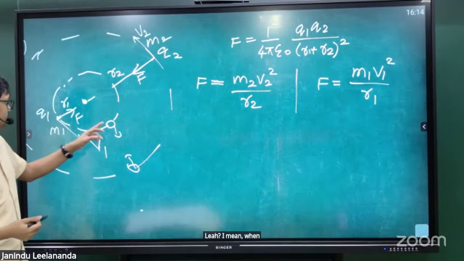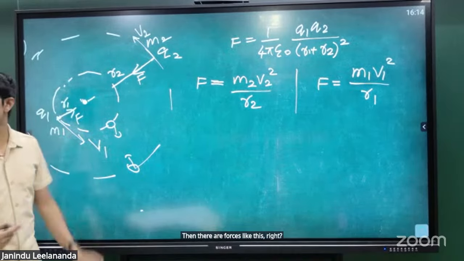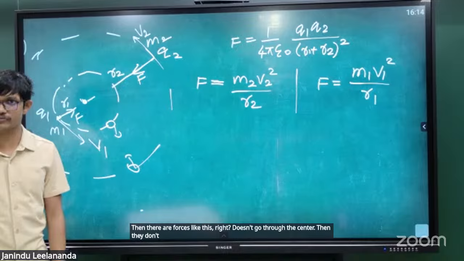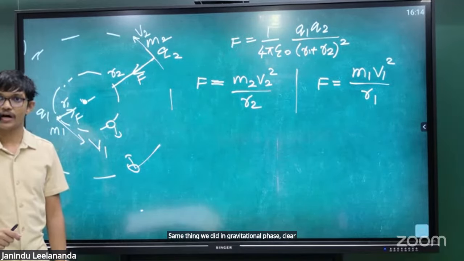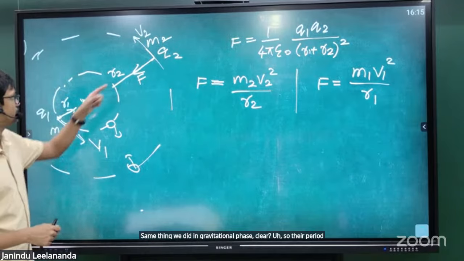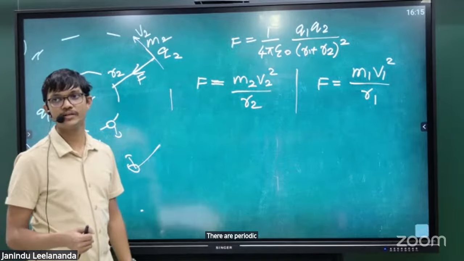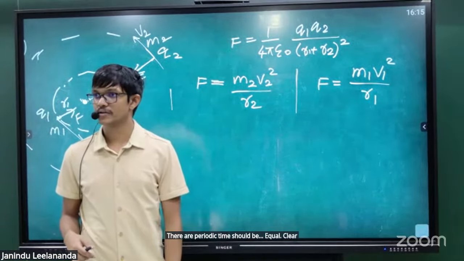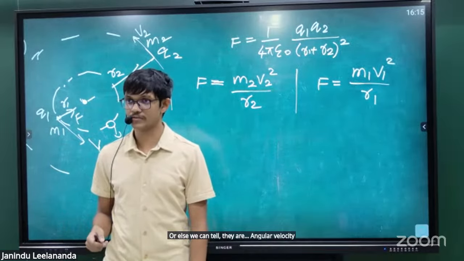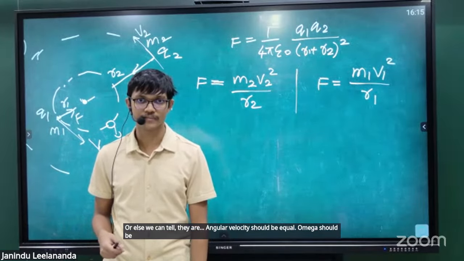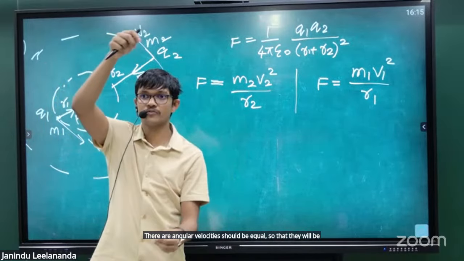If this moves here, then their force doesn't go through the center, and then they don't have a centripetal force anymore, right? Same thing we did in gravitational fields. So their periodic time should be equal, or else we can say their angular velocities should be equal, omega should be equal, so that they will be in front of each other always.